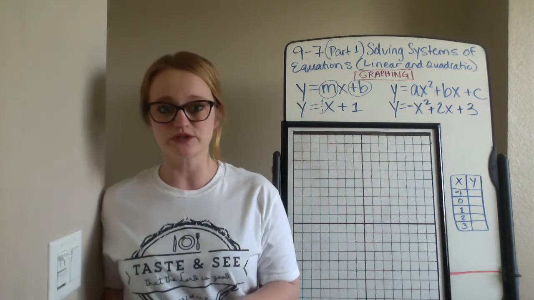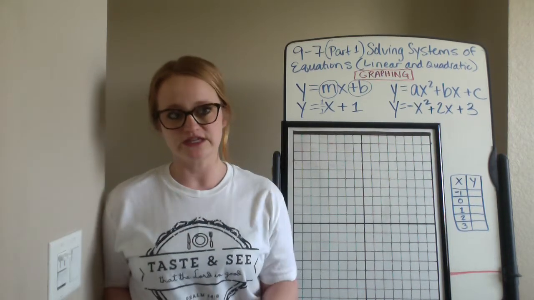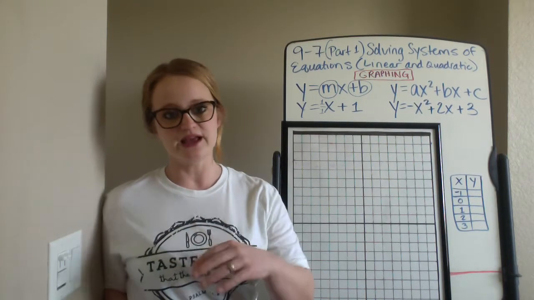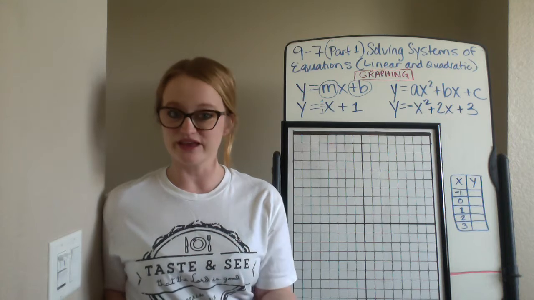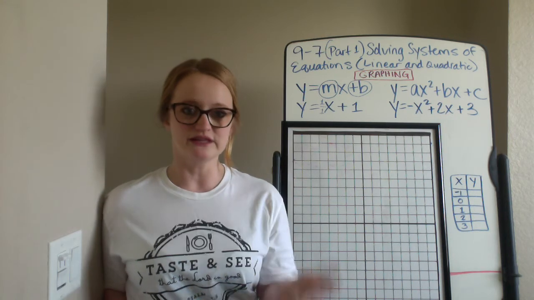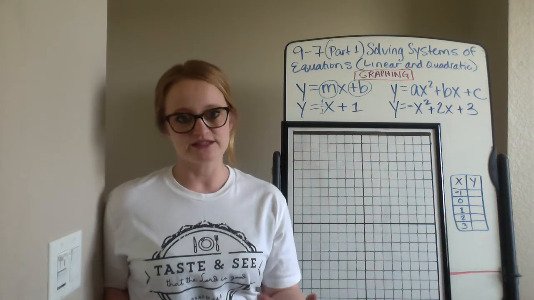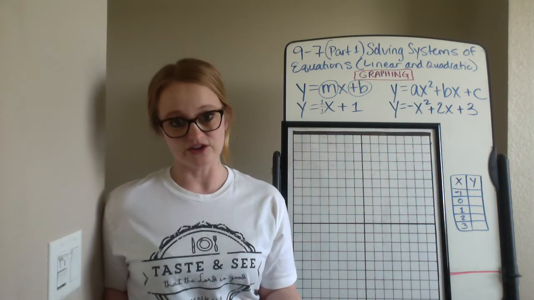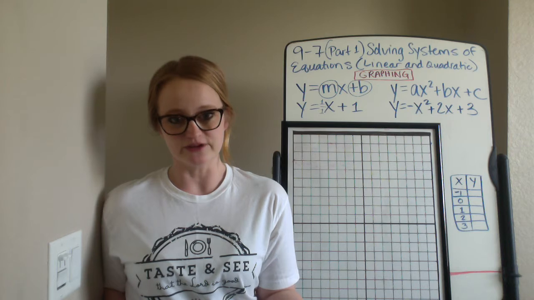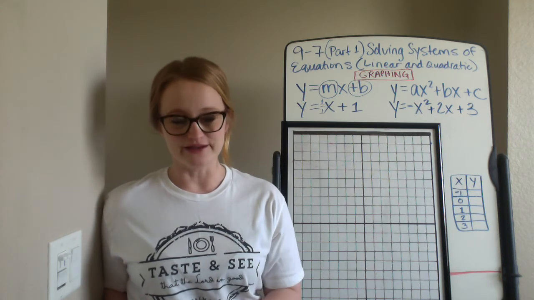Okay, so we've done this with just linear equations before this year. You graph one line, you graph another line, and you see where they cross, and that's the solution. Now we're doing it with a linear graph and a quadratic graph and seeing where they intersect. That is still our solution, but it's going to look a little bit different because it's going to be a straight line and a parabola.